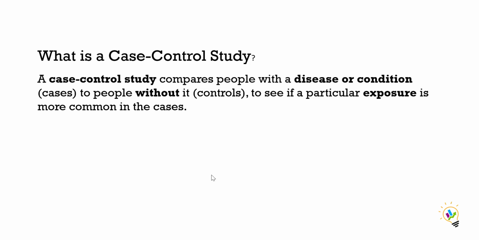A case control study compares people with a disease or condition to people without it to see if a particular exposure is more common in the cases. A group with a disease is called cases and a group without the disease is called the control group. So, it's a comparison between cases and controls.